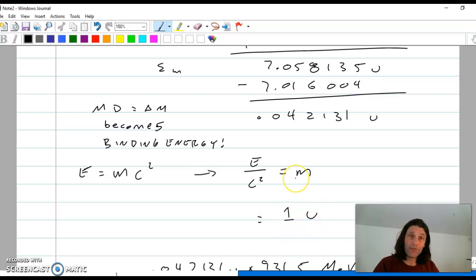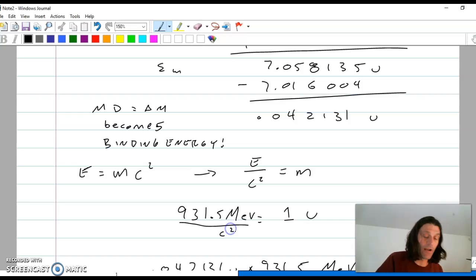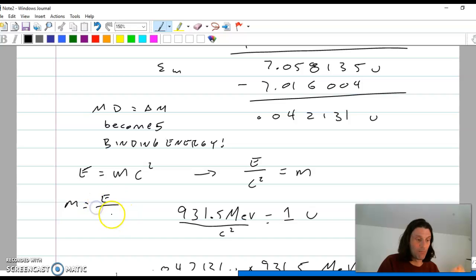1 U's worth of mass, it turns out, this is the number you will be given if you ever need it. It is 931.5 million electron volts per c squared is 1 U. All right, that's a conversion. They usually don't write the per c squared, because if you want to solve for a mass, mass is always going to be energy divided by that same c squared. And since c is constant, the square of c is constant. So it's just easier to not even write the per c squared.